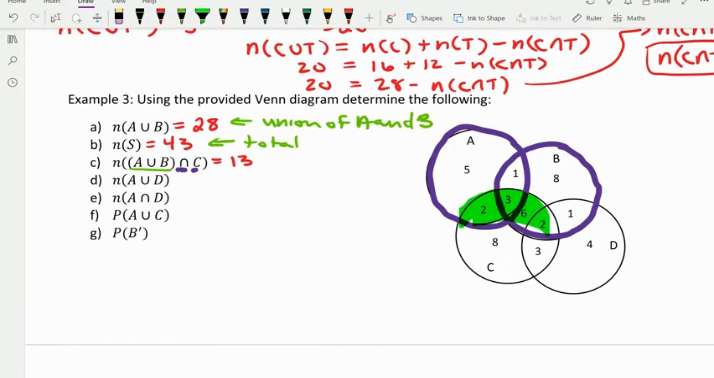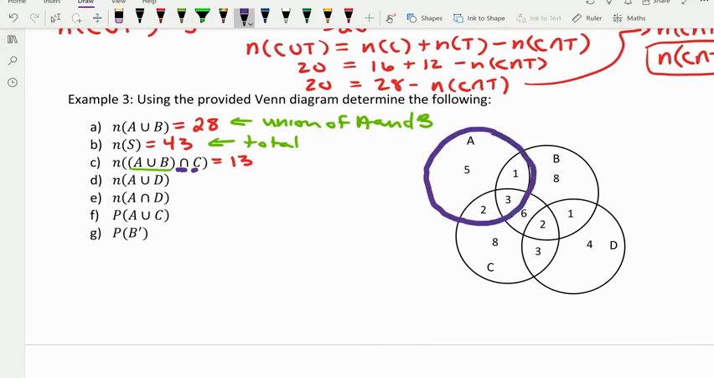Next one, number in A union D. So again, A and D. There's my A circle. There's my D circle. Union means we want everything in both. So we're going to add up everything in A, total of 11. We're going to add up everything in D, which is 10. We're going to add those together. Notice there's no intersection here. 11 plus 10 gives us 21.